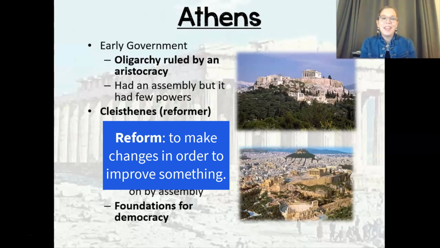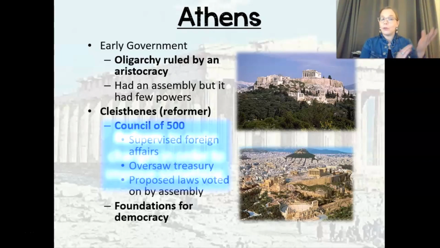So to reform something, if you think about the way it sounds, is to reform. So to change something, to make it different. And the idea with reform is to change it for the better.